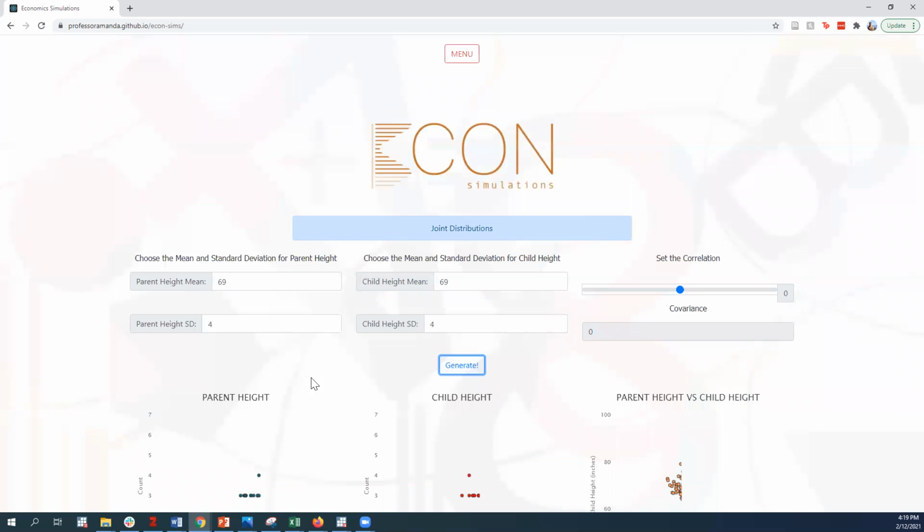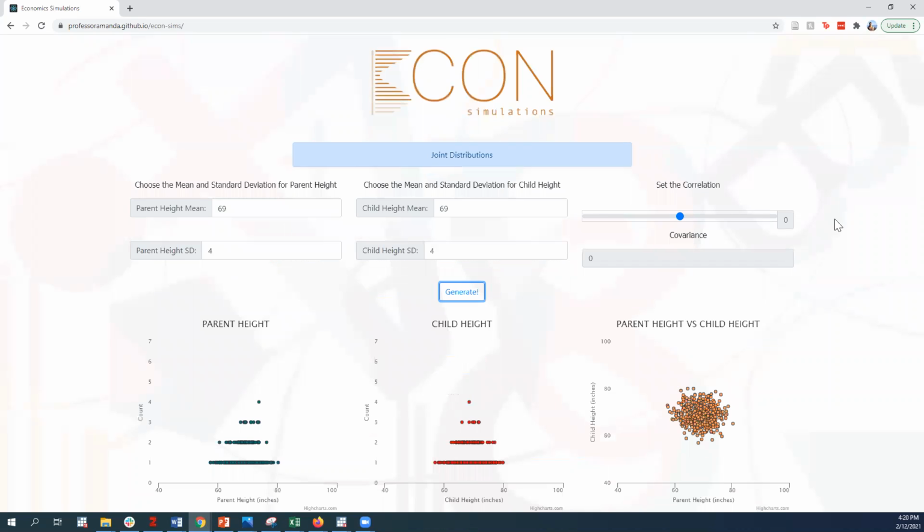And when we click generate, we see we get two, and for now I'm just going to leave correlation alone. And we see we've got two histograms, and because I've set the mean and standard deviation the same in both cases, these two histograms look relatively similar in the randomly generated data. With a mean here at 69 and a standard deviation of 4.